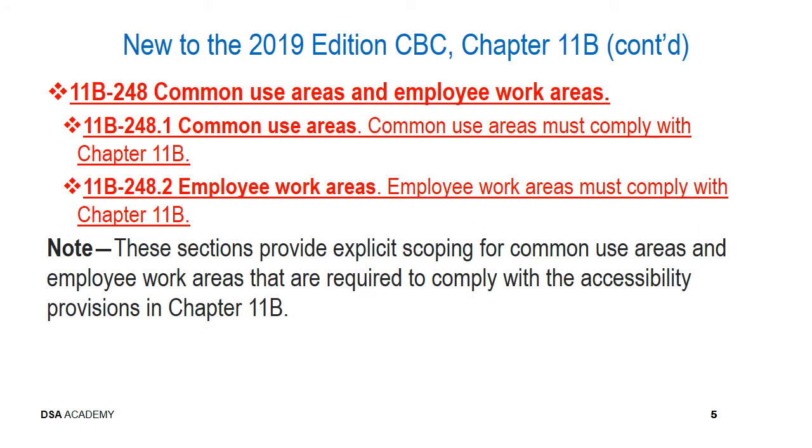Another amendment to the California Building Code is under Section 11B 248, Common Use Areas and Employee Work Areas. Under Section 11B 248.1, Common Use Areas, it states, common use areas must comply with Chapter 11B. Under Section 11B 248.2, Employee Work Areas, it states employee work areas must comply with Chapter 11B. These sections provide explicit scoping for common use areas and employee work areas that are required to comply with the accessibility provisions in Chapter 11B.